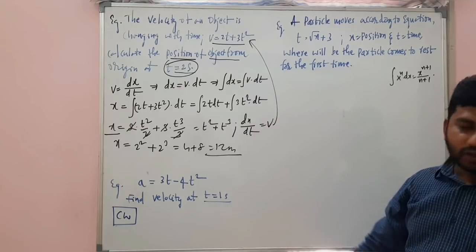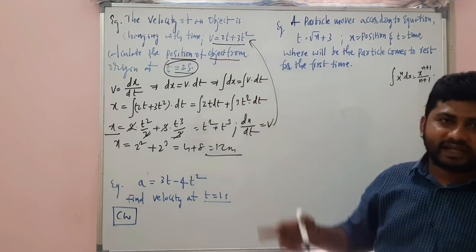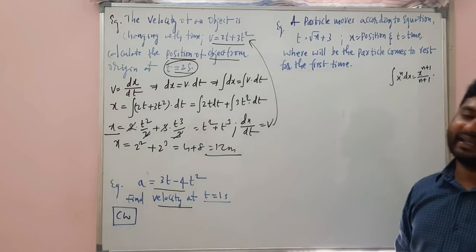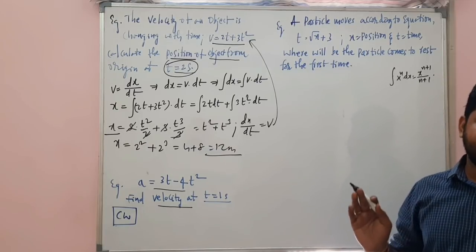This is the question you do as classwork. Here the velocity is given, position they are asking. Here acceleration is given, velocity they are asking at a particular instant. Do the classwork and send me the answer.